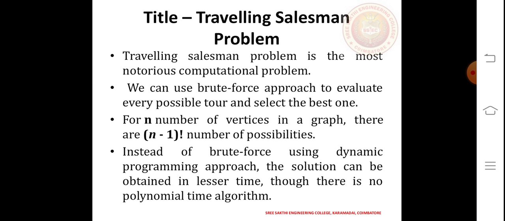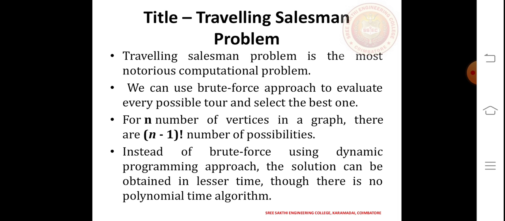Definition. In the traveling salesman problem, a traveler has to start traveling from the origin city, that is, from the source node, and you have to travel all the nodes at least once and reach the destination. The destination over here is the source node. While traveling these nodes, we have to find the shortest distance traveled, and that shortest distance will be the optimal solution for the problem.